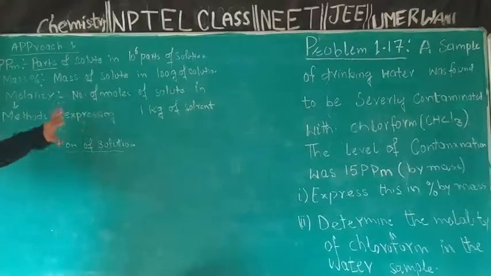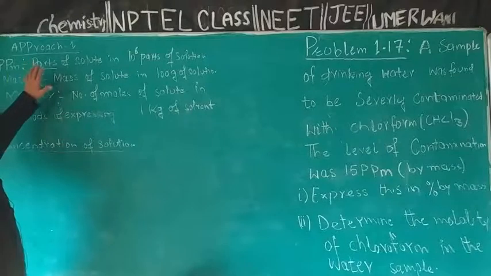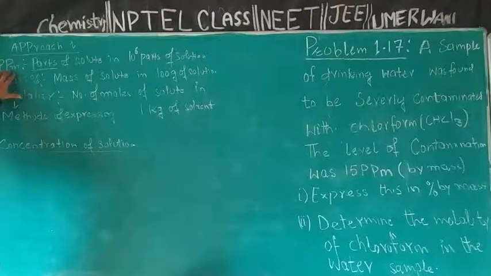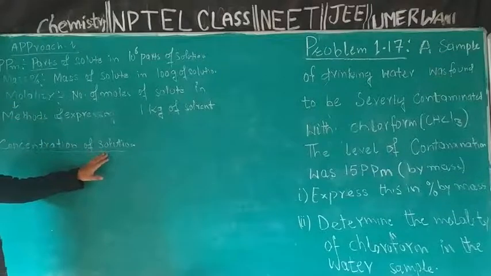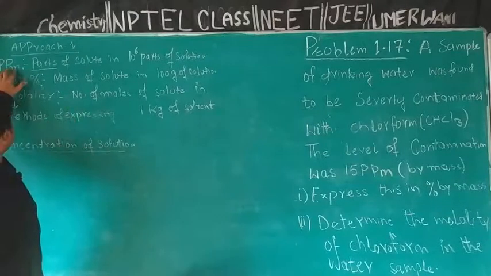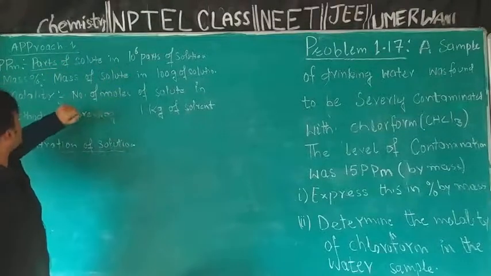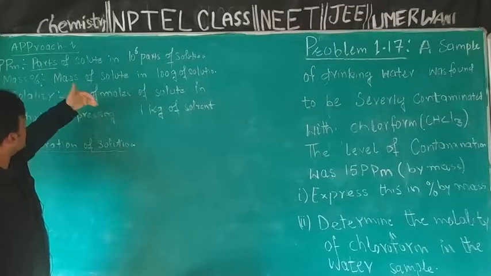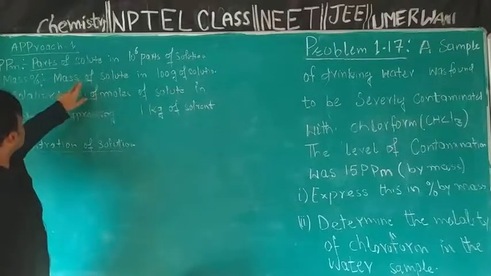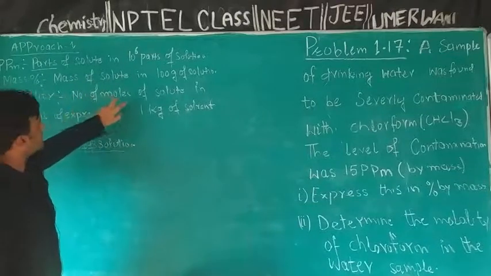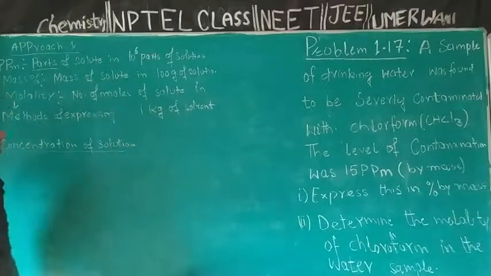I said that this numerical problem we can solve using two approaches, and in the first approach I said that parts per million, mass percentage, and molality are all methods of expressing concentration of solution. In parts per million we report parts of solute present in million parts of solution. Parts can be either in terms of mass or in terms of volume. In mass percentage we report mass of solute in 100 grams of solution. In molality we report number of moles of solute in 1 kg of solvent.